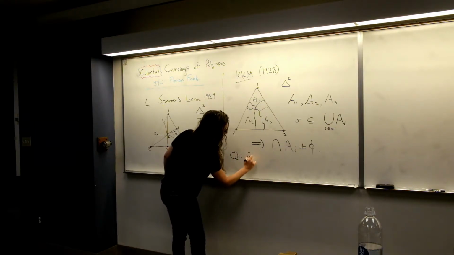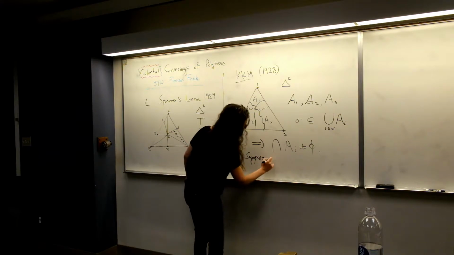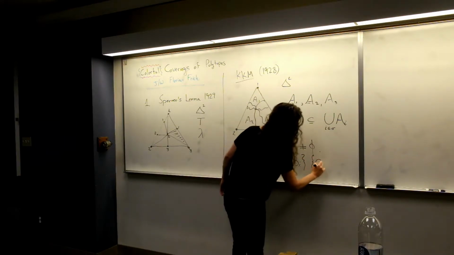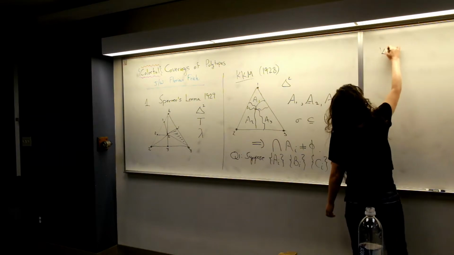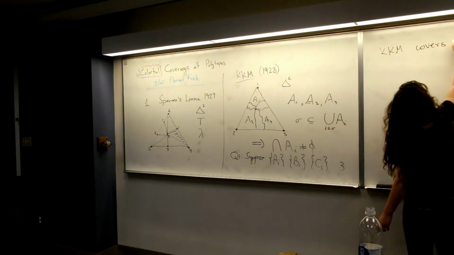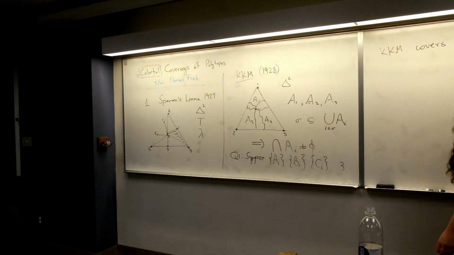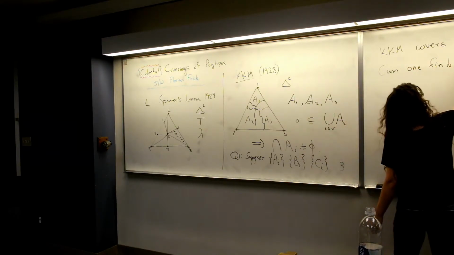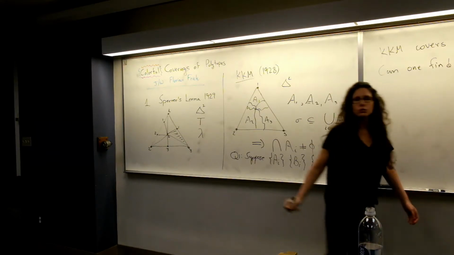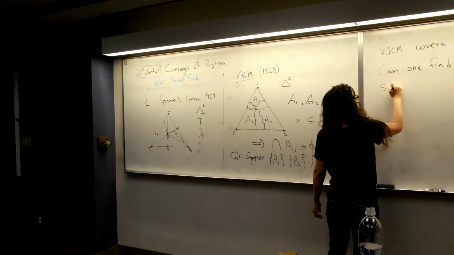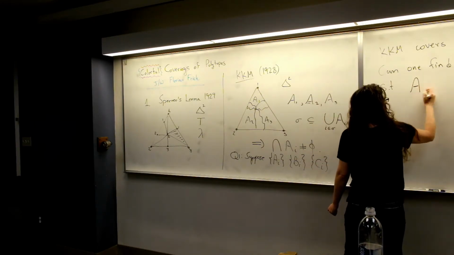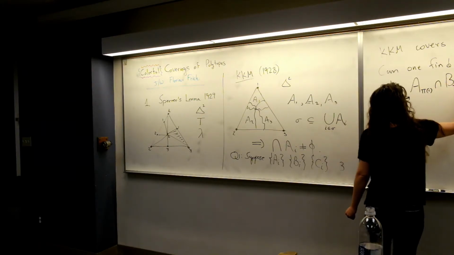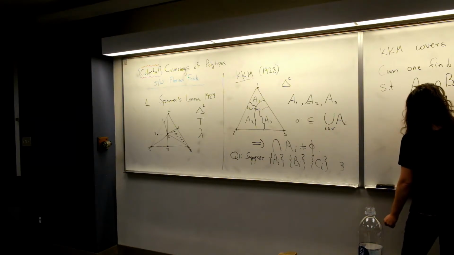Suppose that we have A_i, B_i, and C_i, 3 KKM covers of delta 2. Can one find some permutation pi in the permutation group on 3 elements such that A indexed with pi(1) intersection B indexed with pi(2) intersection C indexed with pi(3) is non-empty?